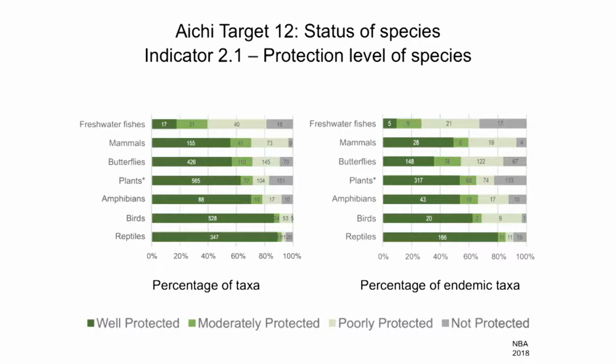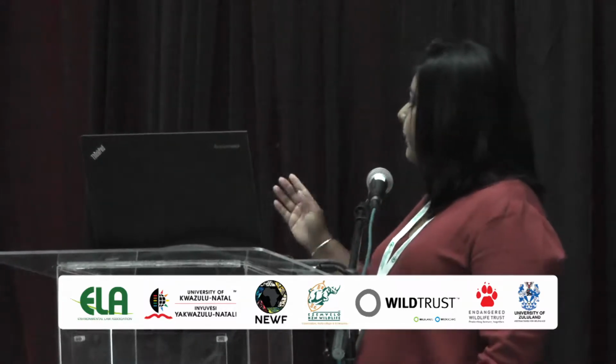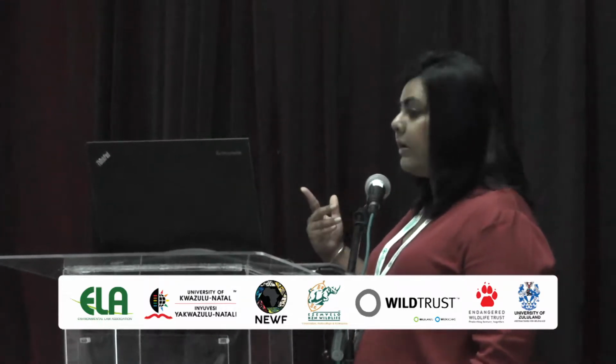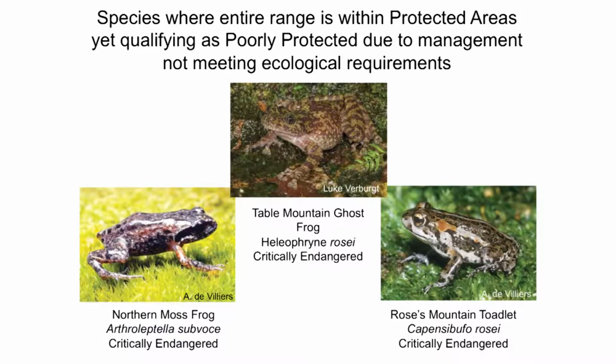So you can see clearly how well our species are protected, or least well, and bearing in mind how threatened these species are. So looking again at amphibians, there are species where entire ranges are in our protected areas, yet they are very poorly protected due to management not meeting ecological requirements. And these are just 3 examples from the frogs.